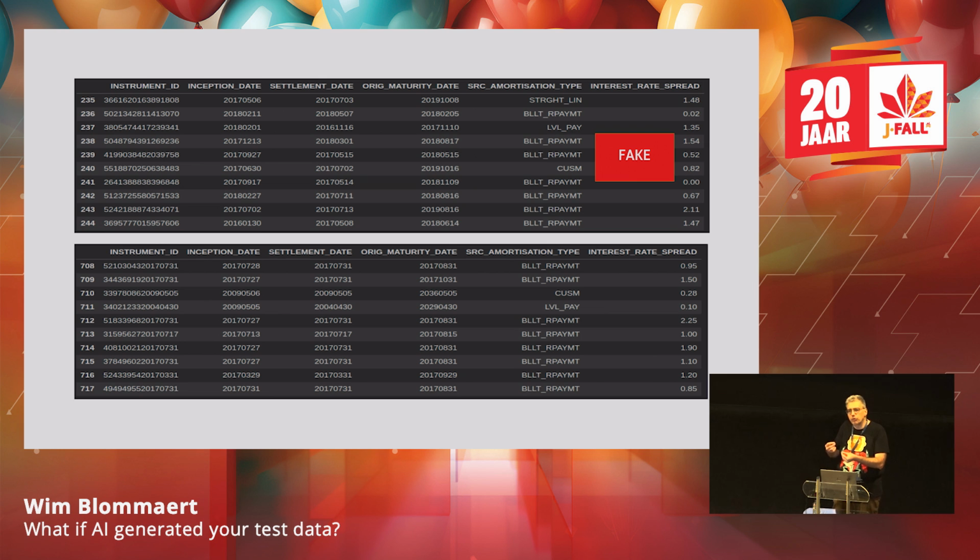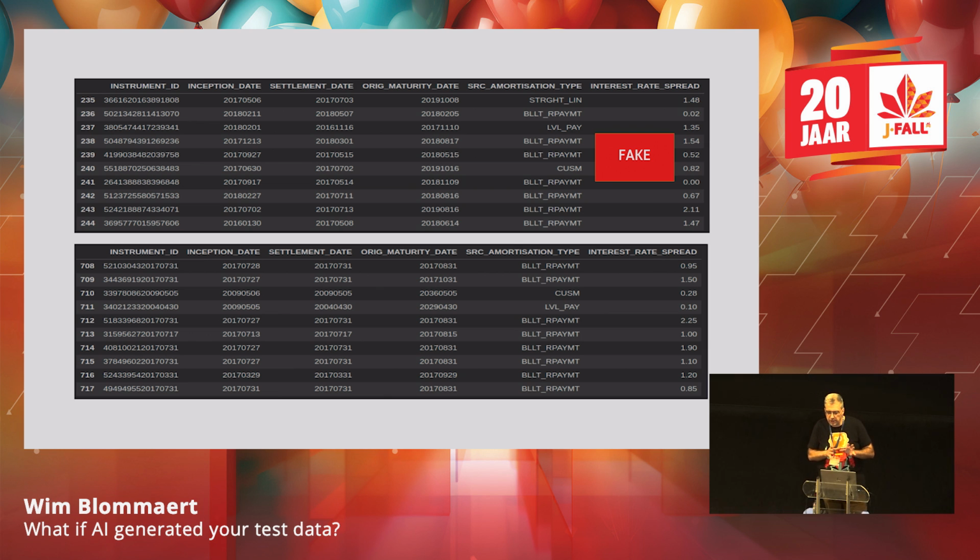Bullet payment is a loan that gets paid at the end in one go. You don't do monthly payments, you pay it at the end. If we have a lot of these bullet payments in the real data, then we would expect to have that also in the synthetic data. Perhaps not exactly the same number, but statistically the same, let's say. So that is one thing that the algorithm learns.